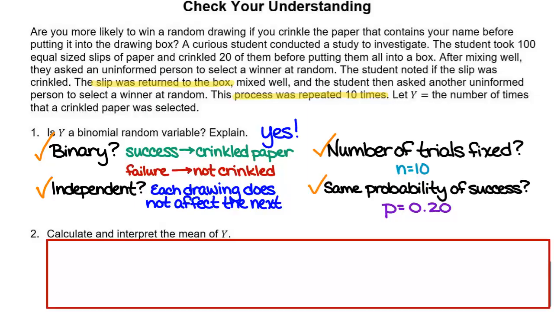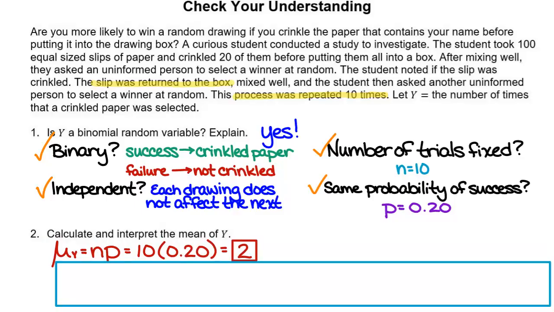Since it's binomial, I have a shortcut for how I can calculate the mean. How do you calculate the mean on binomial? N times p. So take 10 times 0.20, and what do we get? 2. Sorry, everybody's so quiet I can't quite hear it. So the mean is 2. How would you interpret that mean?